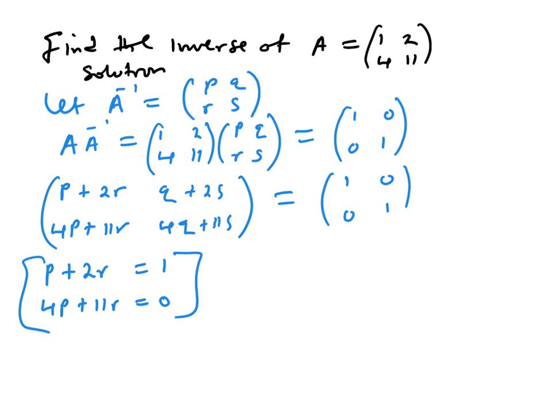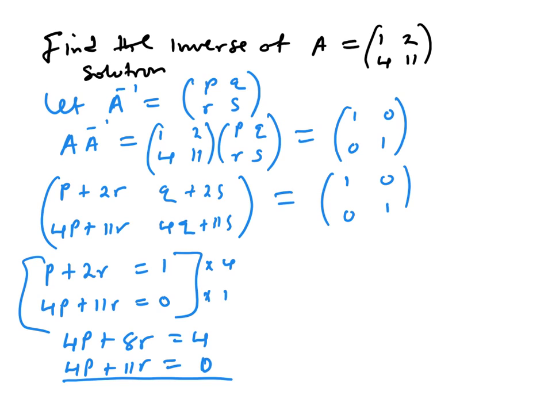Let's eliminate, using simple methods. Multiply by 4, multiply by 1, so you eliminate P. And here what do you get? 4P plus 8R is equal to 4. And then 4P plus 11R is equal to 0. Subtract. What do you get when you subtract? 4P minus 4P is 0, 8R minus 11R is minus 3R, and 4 minus 0 is 4.